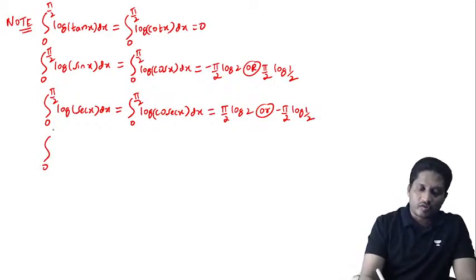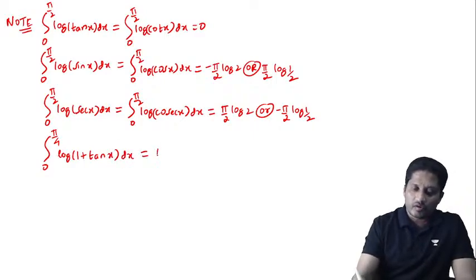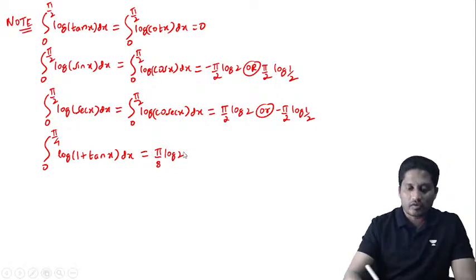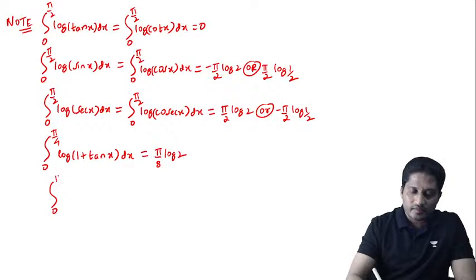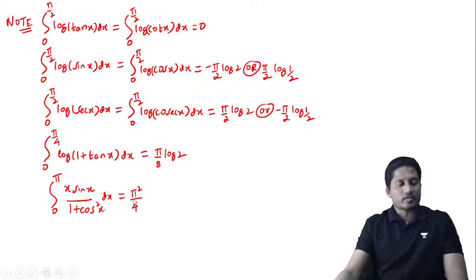Just now we used 0 to pi by 4 log of 1 plus tan x dx is equal to pi by 8 into log 2. Right, and then 0 to pi x into sin x divided by 1 plus cos square x dx is equal to pi square by 4. Right, remember all these results.